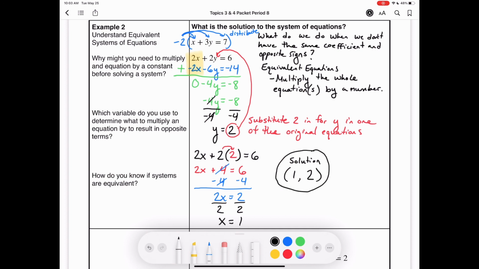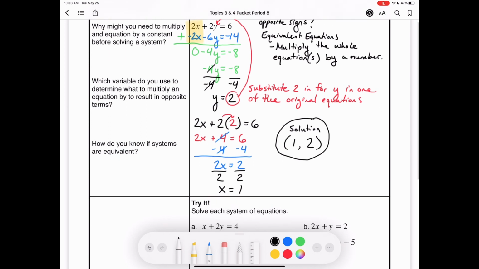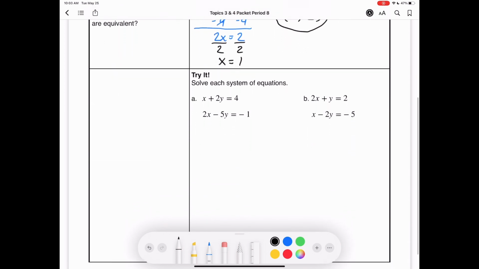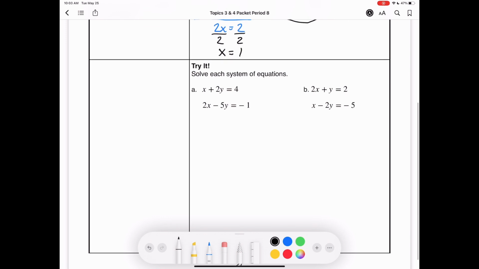Okay, so now I want you to try the 2 try-it problems. They are very, very similar to this example where you only have to make one equivalent equation. There is an assignment right below these notes for you to try out these problems and submit them.